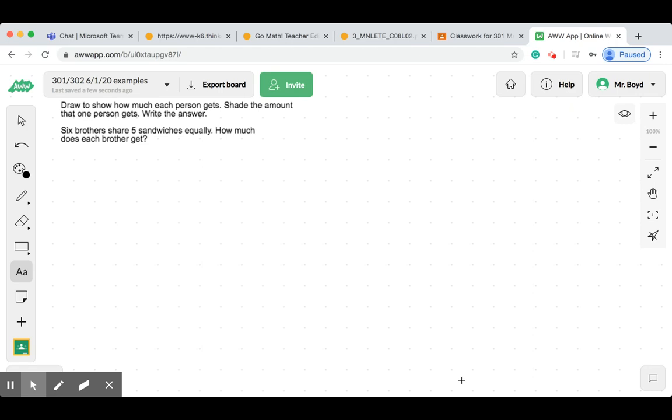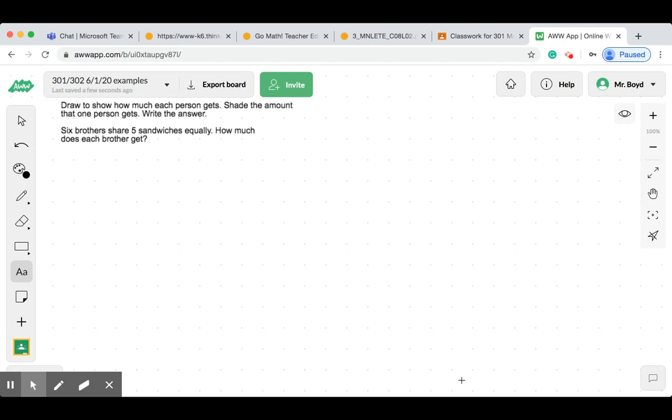Good morning, third grade. Here we are with our second example problem. Now, this is going to be similar to the first example problem. The only difference is you're not going to have a model to draw, and you're going to have to create the model yourself.